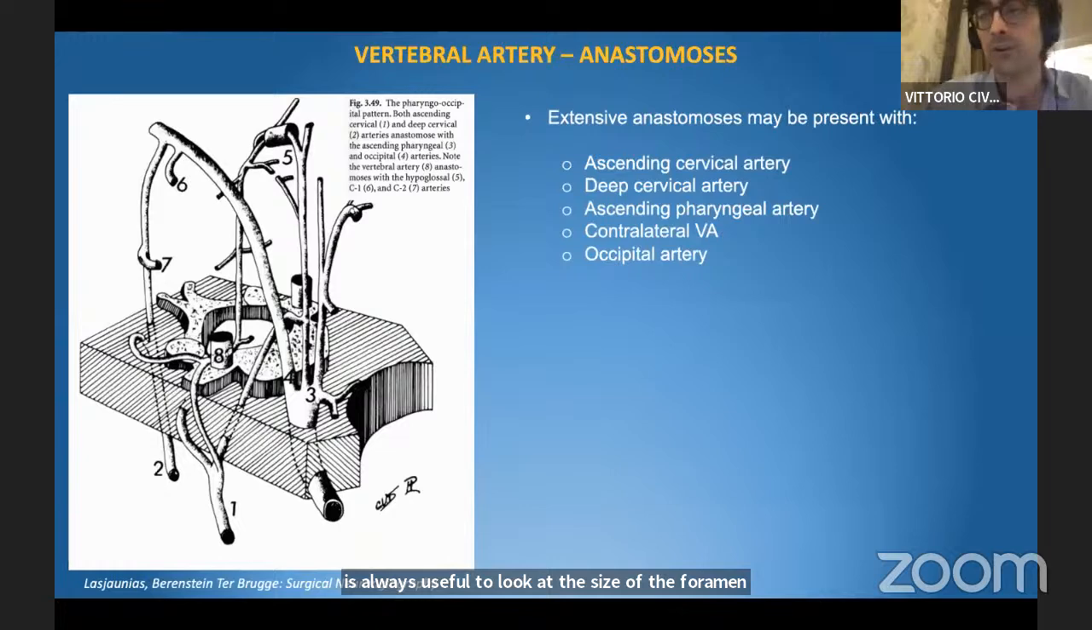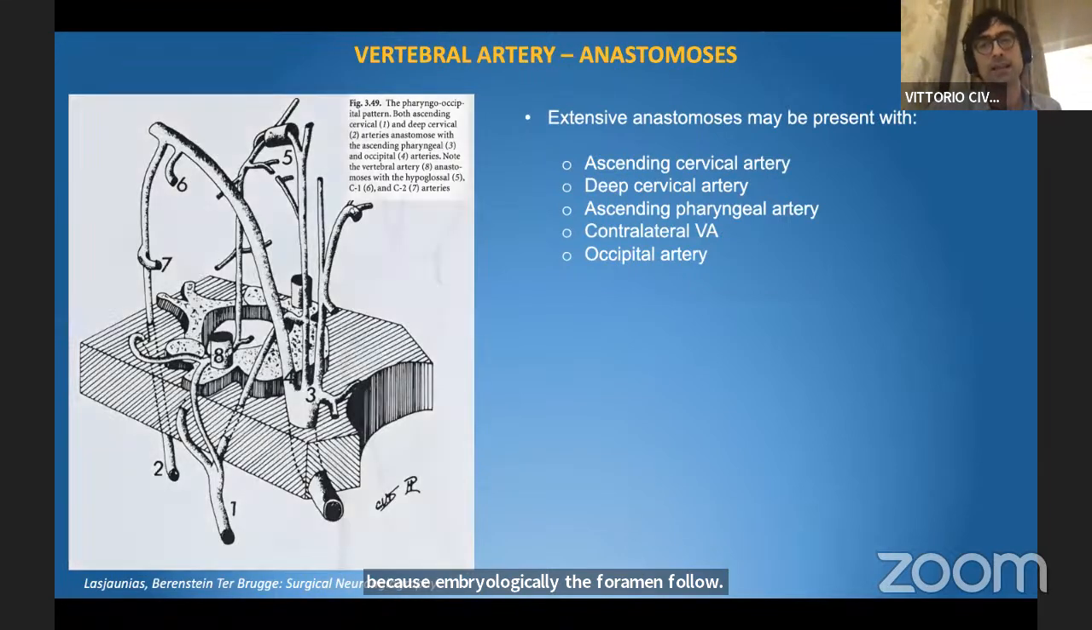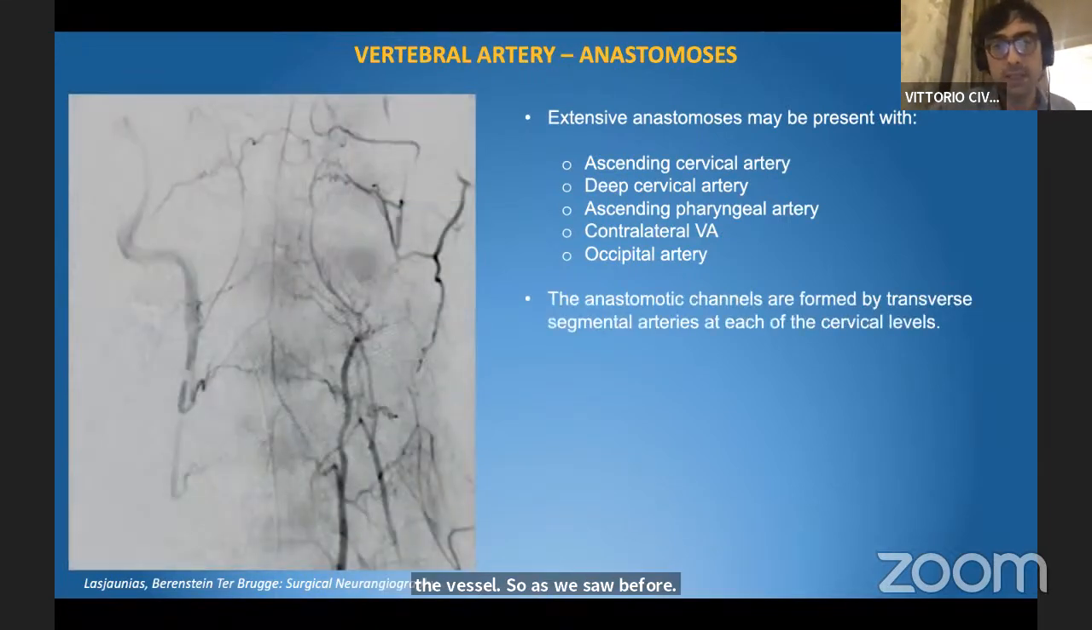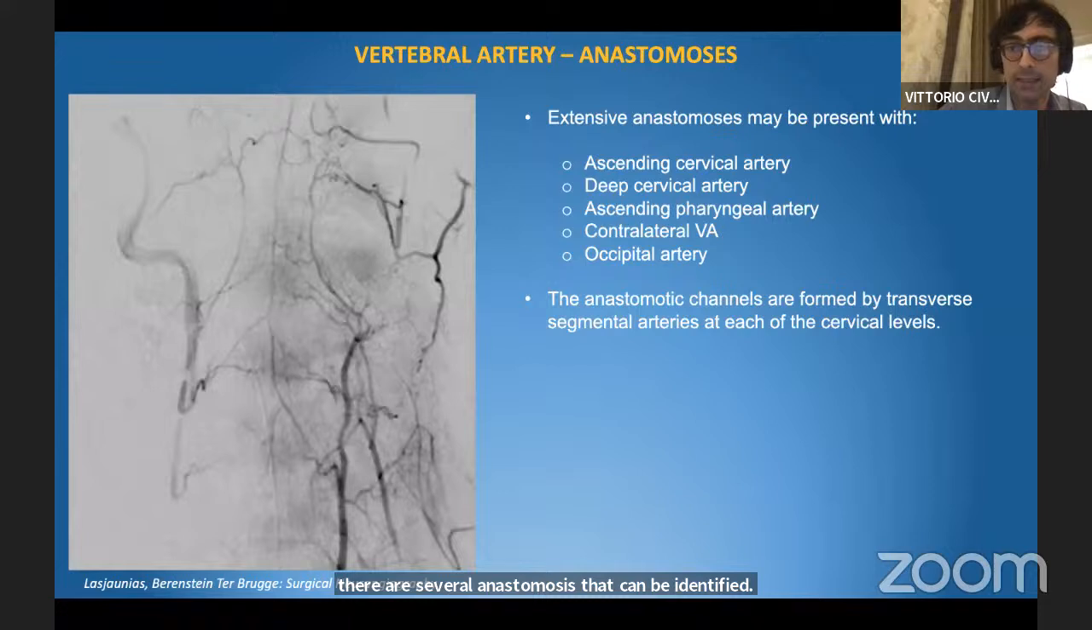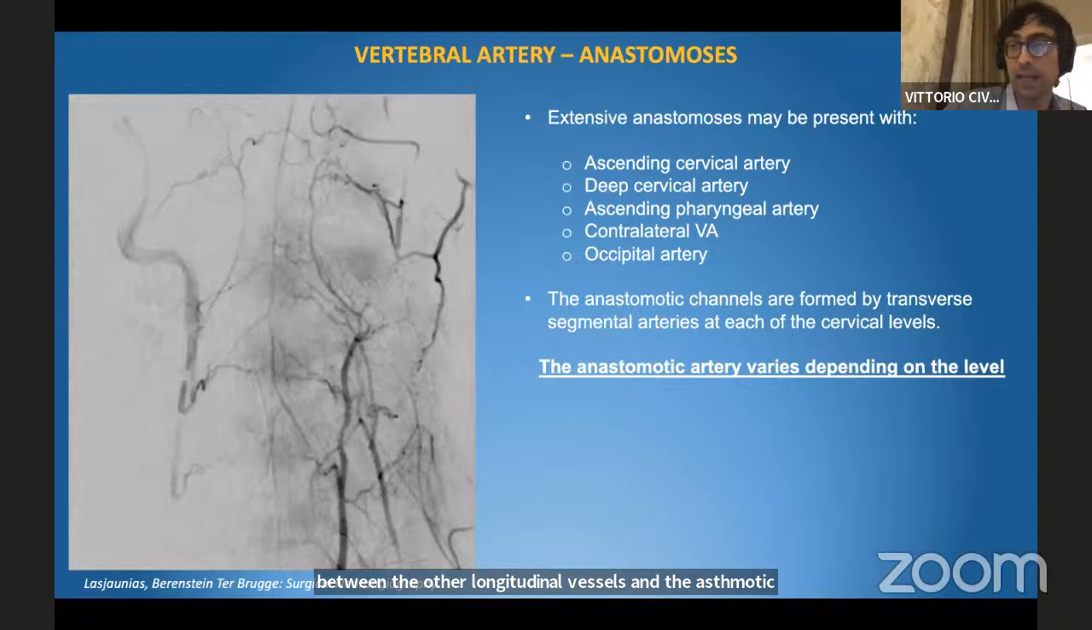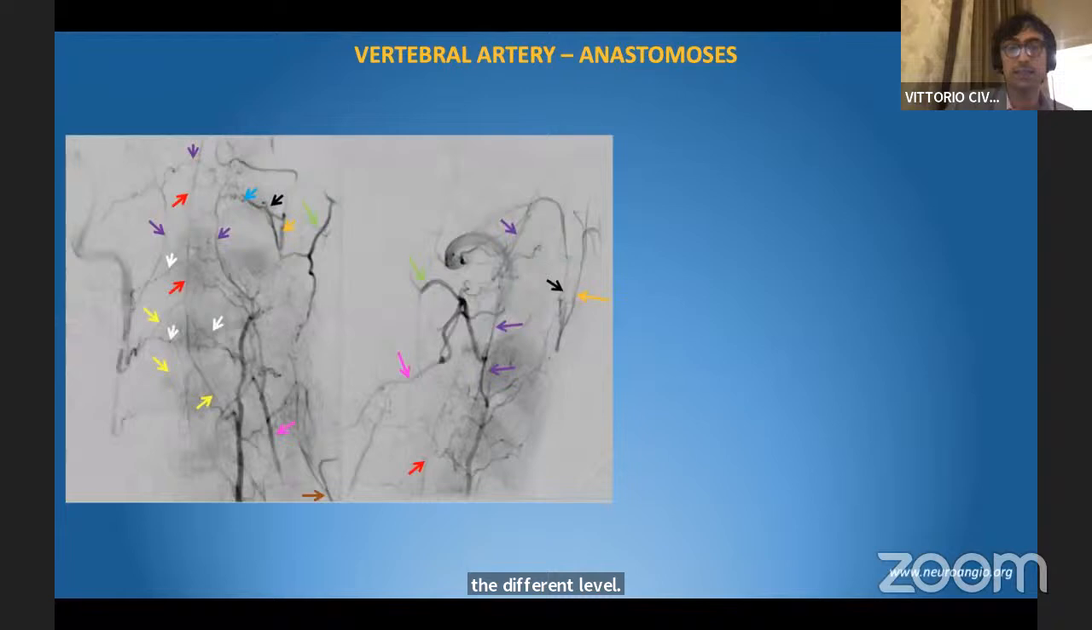So as we saw before, there are several anastomoses that can be identified between the other longitudinal vessels, and the anastomotic channels are formed by transverse segmental arteries at the different levels. And the anastomotic artery varies depending on the level. And this is a beautiful picture.